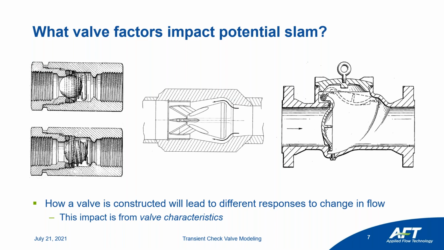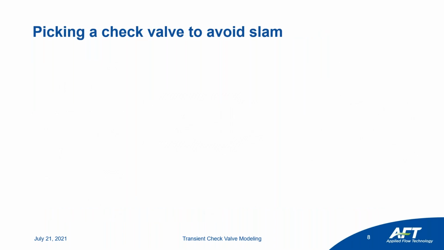So you're going to see something kind of similar here, but from an impulse modeling standpoint, it's largely deciding what is that reverse velocity that that check valve is going to close at. So the question then becomes, how do we determine what that reverse velocity is? This leads us to the process of how to pick a check valve to avoid slam.